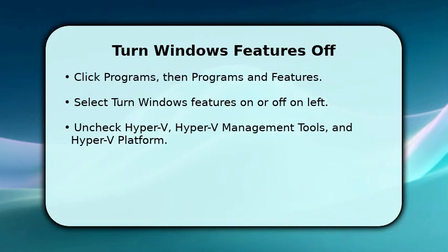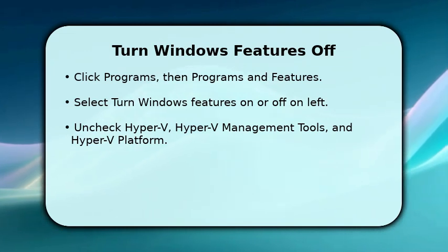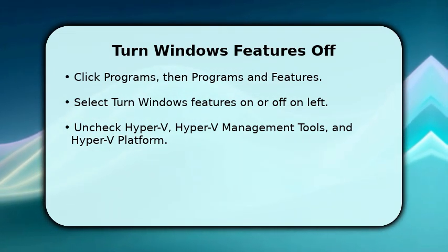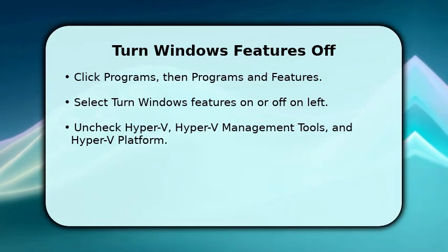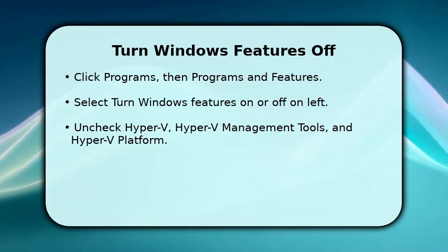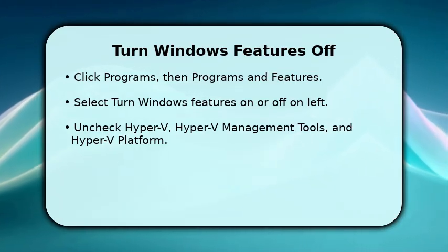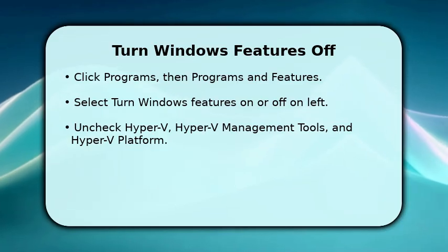In Programs and Features, click Turn Windows Features on or off. You'll see a long list of optional components. Scroll to Hyper-V and expand it, then uncheck Hyper-V plus any sub-items like Management Tools and Platform. Once unchecked, click OK to commit the change. Windows will apply files and request a restart.